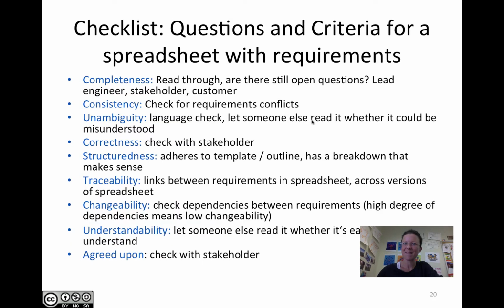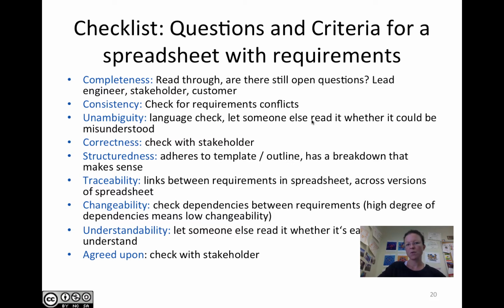All right, we're back. So as an example, for a simple spreadsheet with requirements, let's take a really simple approach to requirements engineering. We just have all of them in one spreadsheet. Say for completeness, we're just going to read through and then ask, are there still open questions from the lead engineer, from the stakeholder, from the customer? We can check consistency in terms of checking for requirements conflicts. We can make a language check for unambiguity by letting someone else read it and check whether it could be misunderstood. For correctness, we can check with the stakeholder.